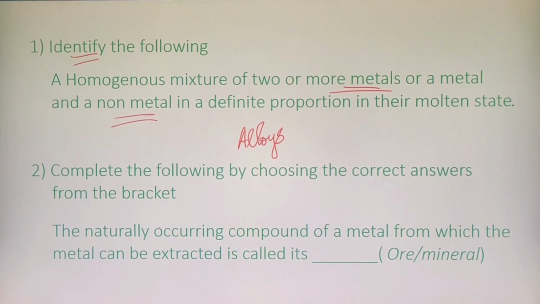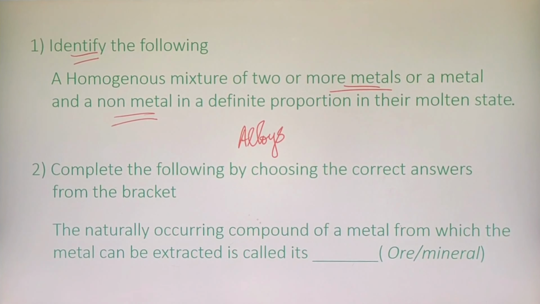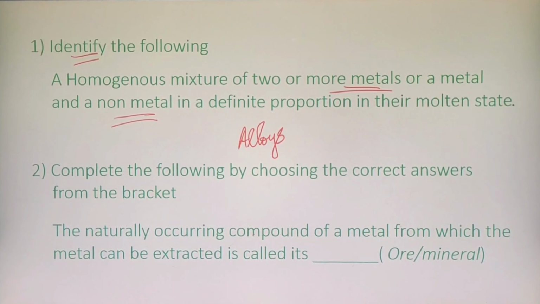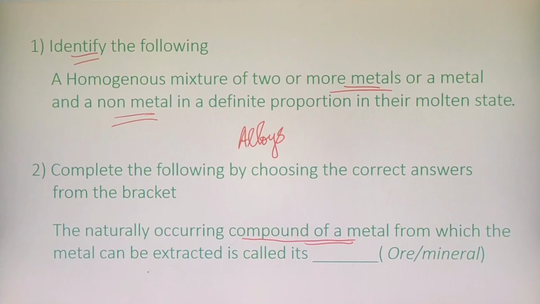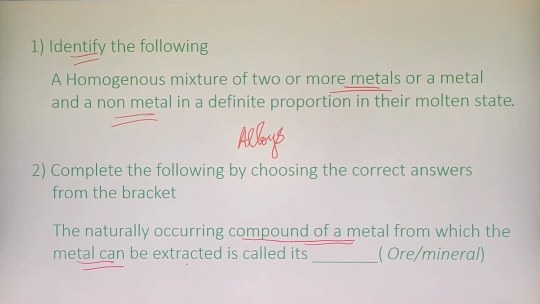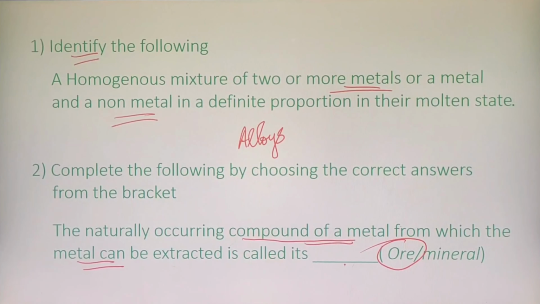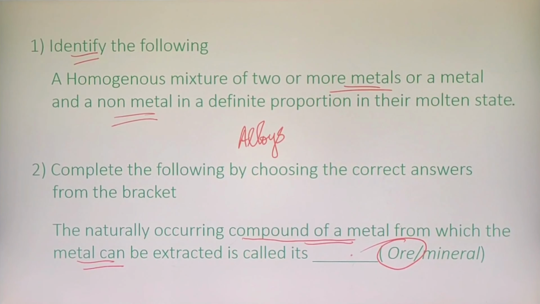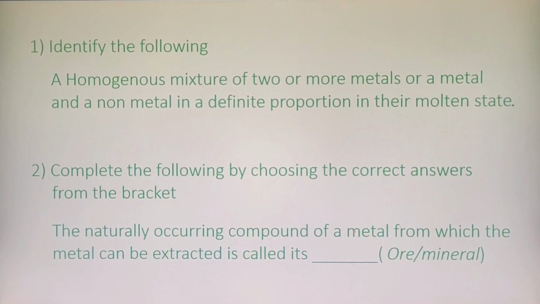Second question. Complete the following by choosing the correct answer from the bracket. The naturally occurring compound of a metal. So you have a metal, and the question is which element or compound in nature is the one from which the metal can be extracted profitably and easily? The answer here is ore.